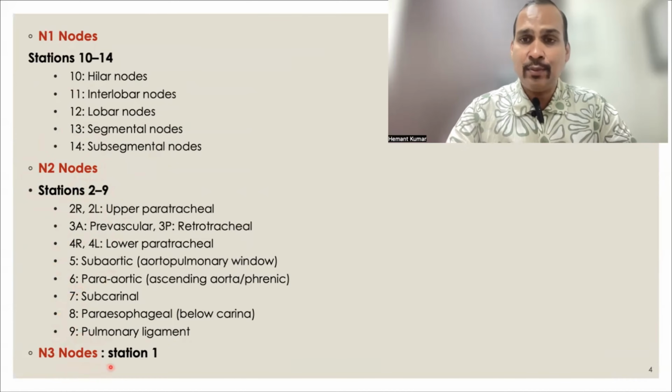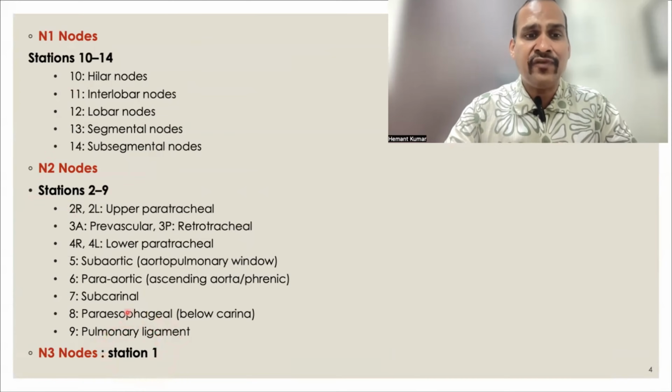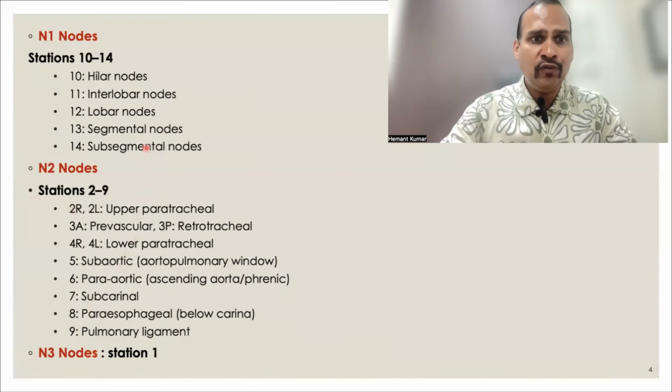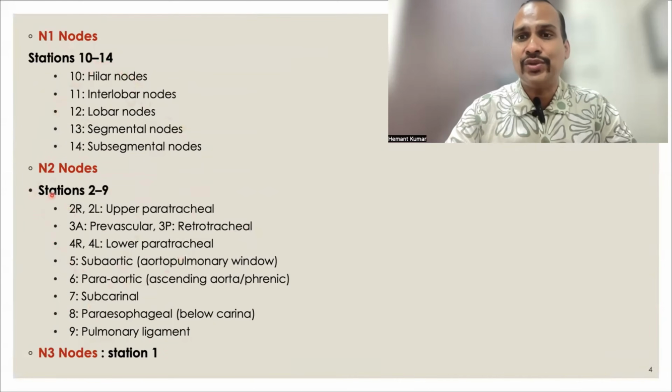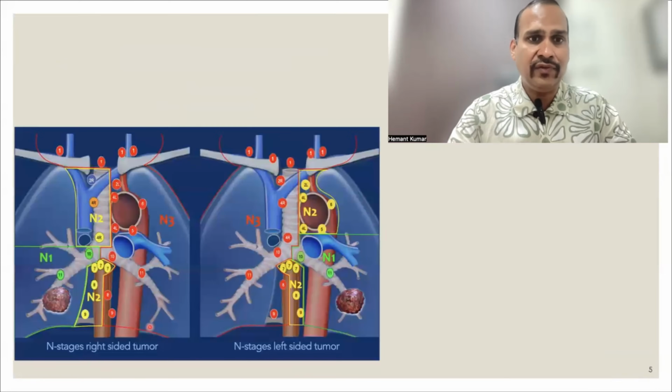N3 is the most severe disease, with poor prognosis and advanced cancer stage, and involves station 1. If any patient has a station 1 lymph node positive, it means N3 node is already positive. It means poor prognosis. There is no need to identify other nodes once you find station 1. So how to identify these stations? Let's see one by one.